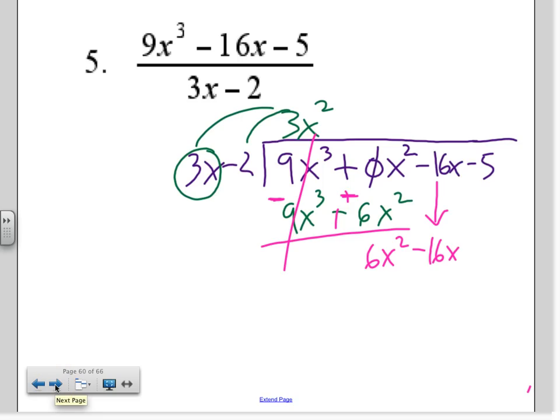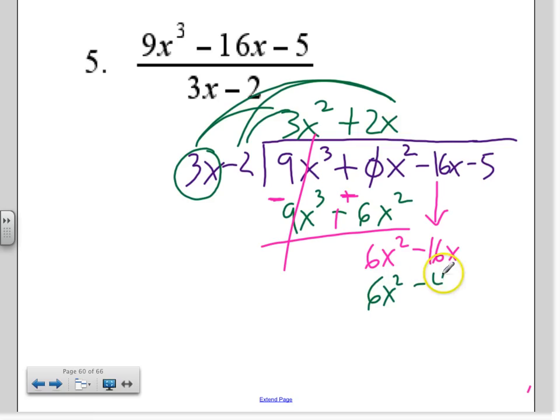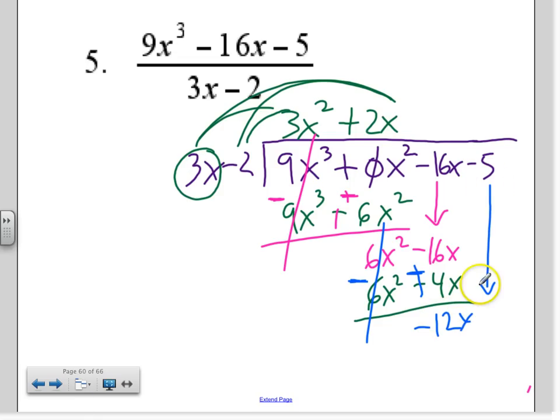So 3x times what is 6x squared? 2x. That's positive, so I put positive, and I follow the same process. Distribute again. This becomes 6x squared minus 4x, right? And watch what happens. Put the subtraction sign, don't forget, because this will cancel, but these two negatives will become positive. Negative 16x plus 4x, negative 12x. You bring down the negative 5, and we start this process again, right?